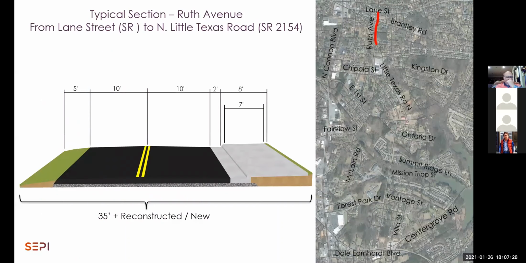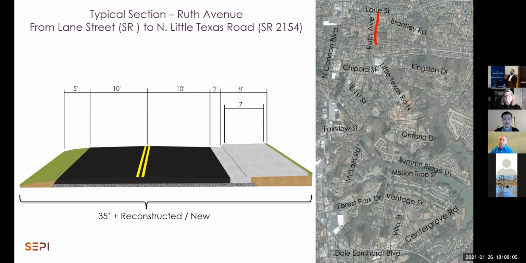Next slide. So here you can see the proposed roadway section for Ruth Avenue. Again, this would be from Little Texas up to Lane Street. A little bit of widening, going from 9-foot travel lanes to 10-foot travel lanes to make it a little safer. Adding curb and gutter and sidewalk on the east side to continue that network. And since Ruth Avenue is in such poor condition, this will be a full reconstruction of the roadway on Ruth Avenue. So construction would be basically take everything out in the roadway that's there now and rebuild back from the stone up.